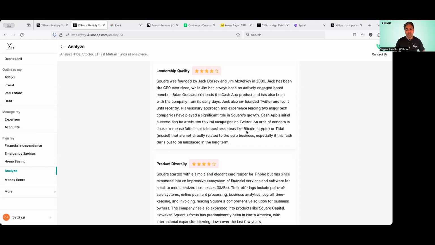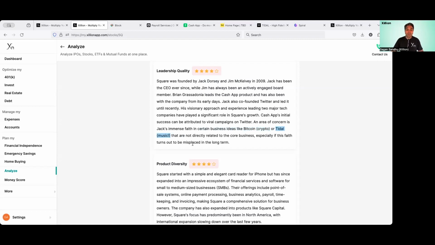Now, an area of concern is that Jack is a visionary, and sometimes his visions are a little hard to understand for ordinary people like you and me. For instance, his deep, immense faith in crypto. Okay, that's great. That's brave. That has gotten a lot of revenue and profits for Square. But what if in the long term it's not as promising a technology or a medium of storing value as Jack thinks it is? Then it could be a potential downside. Square bought Tidal.